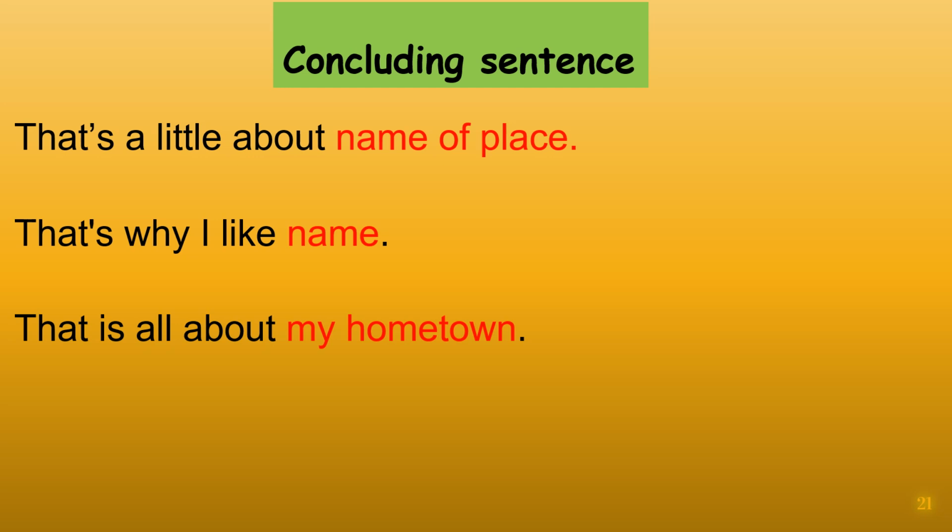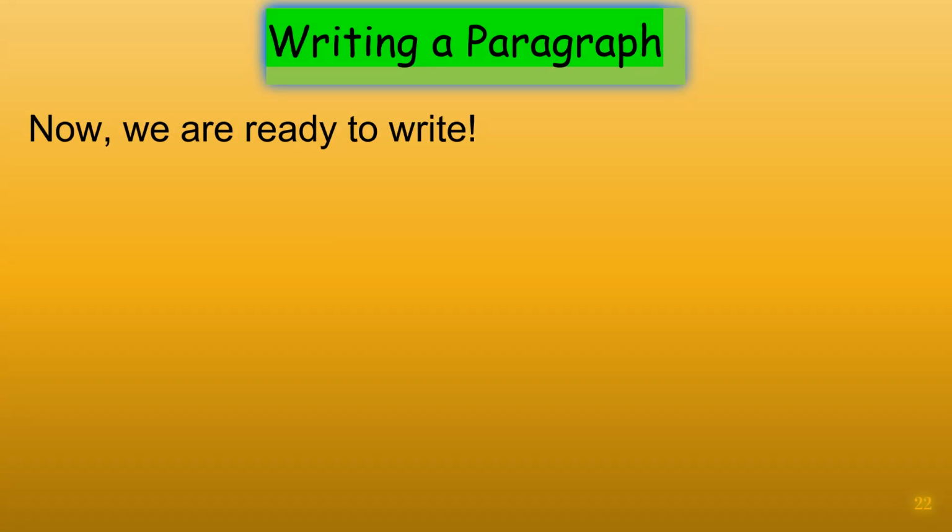Finally, the concluding sentence, you can choose any one. That's a little about Muscat. That's why I like Salalah. That is all about my hometown. If it is your hometown, you can just say that is all about my hometown, or you can write the name of your hometown. Okay? Any one of these sentences you can use as a concluding sentence for your paragraph. And this paragraph should also be 150 words. So now I hope you are ready to write.